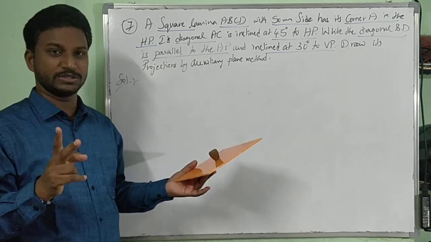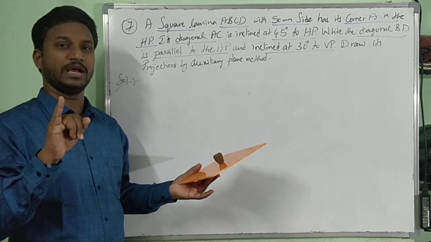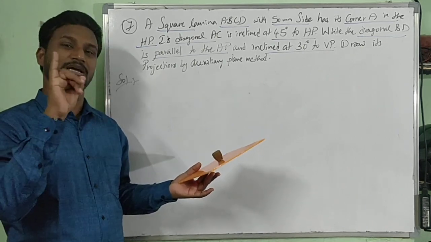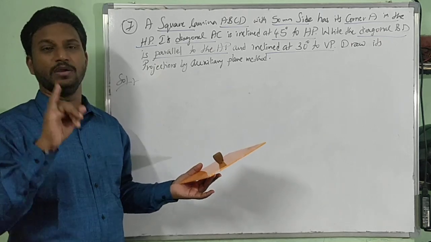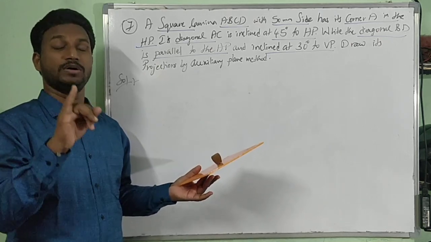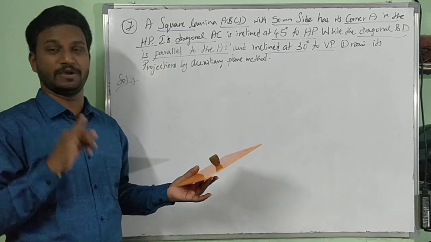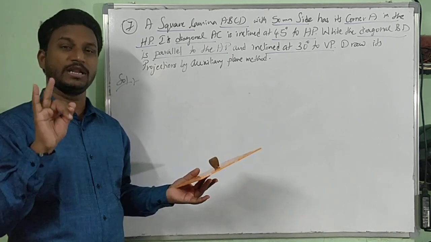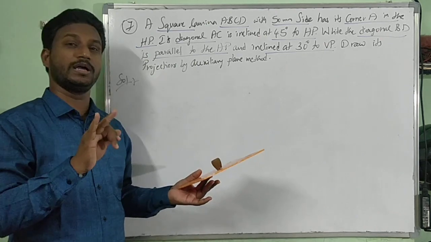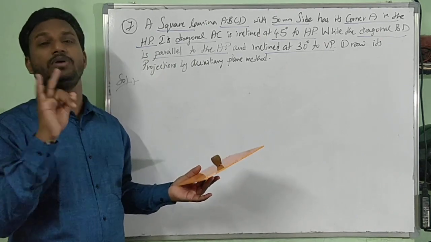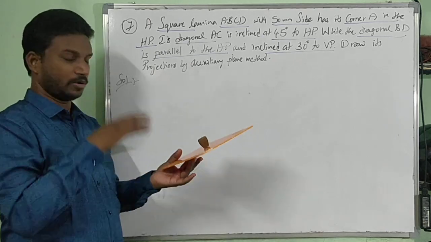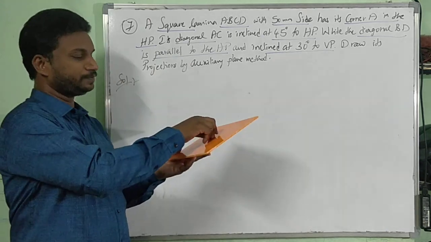Two types of auxiliary planes are there: auxiliary inclined plane and auxiliary vertical plane. The auxiliary inclined plane is inclined to HP and perpendicular to VP, which is used to determine the auxiliary top view, diminished shape. Next, the auxiliary vertical plane, the second one, is inclined to the vertical plane and perpendicular to HP, which is used to determine the auxiliary front view, diminished shape.